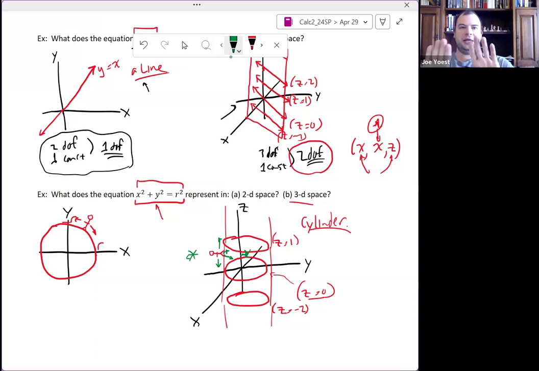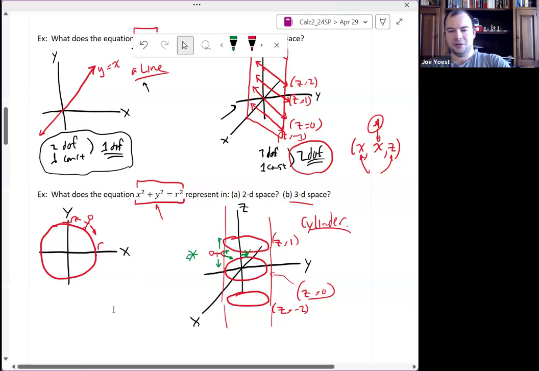So this is like a plane. It's just a plane that's kind of wrapped around on itself. So it's kind of planar in nature. It's a surface. It has 2 degrees of freedom to it.